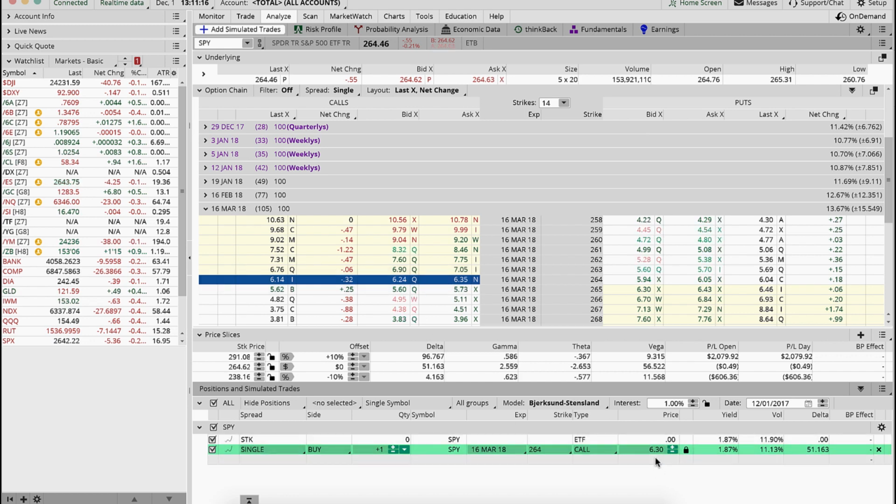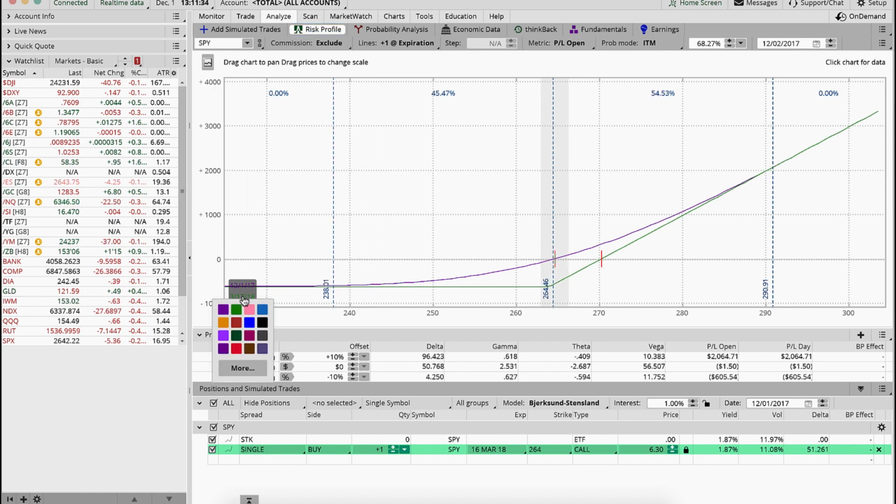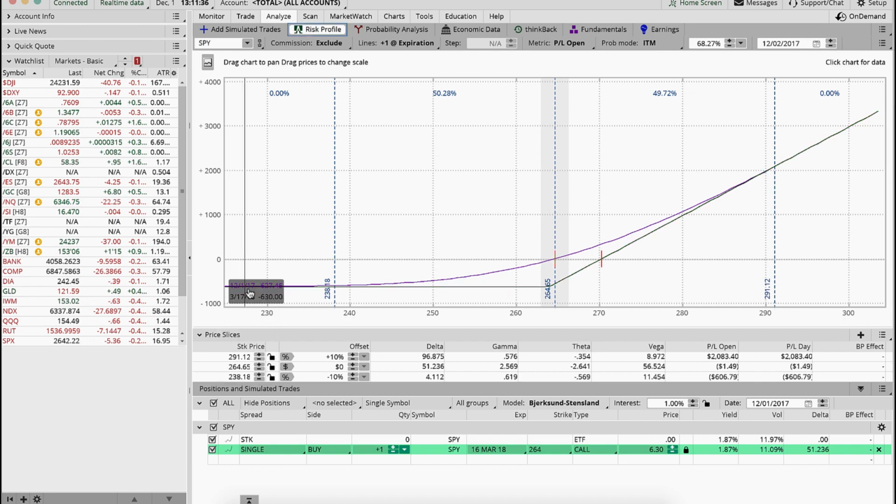But we'll just keep it simple and we'll go for $6.30 here. Now, we're not in this trade, but let's click on this risk profile button, and what you'll notice is that it actually drops in a risk profile for us. Now check this out. The green line represents our expiration risk profile. It might be difficult to see in green, so let's make it black. Here we go. So the black line now represents our expiration graph.